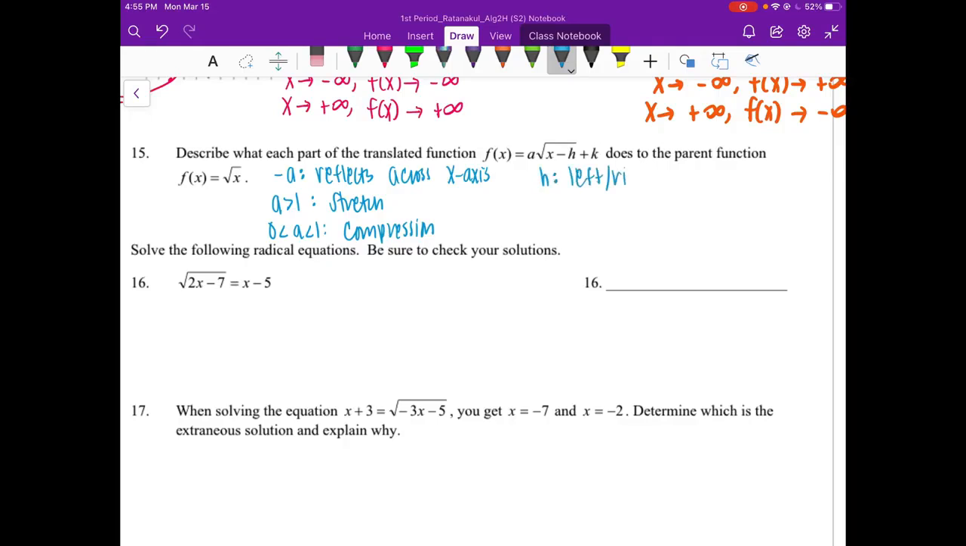H is your left and right shift from the parent function. And you want to make sure that you take the opposite of h. K is your up and down shift.